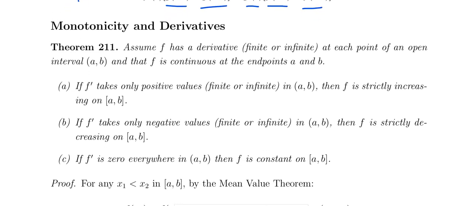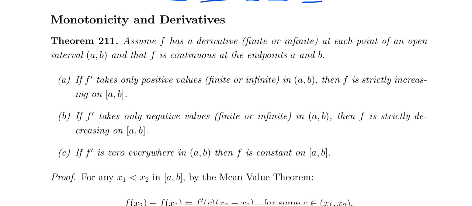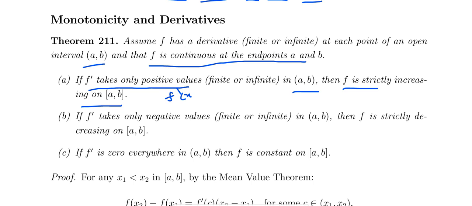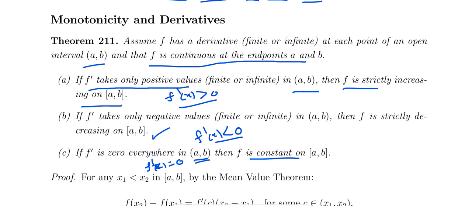Monotonicity and derivative: the function has the derivative at each point of the open interval (a, b), and f is continuous at the endpoints of [a, b]. f' takes only positive values in the open interval (a, b). Then f is strictly increasing on [a, b]. That means f'(x) greater than 0 is what strictly increasing means. Similarly, if f' takes negative values on the interval (a, b), that means f'(x) less than 0, then f is strictly decreasing on [a, b]. If f'(x) equals 0 for all x in (a, b), then the function is constant on [a, b].